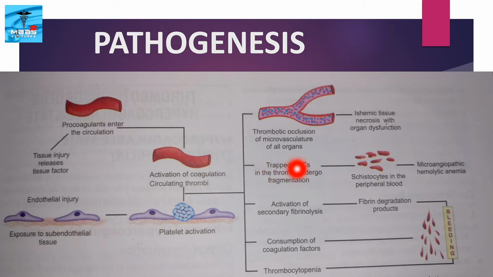Then, trapped RBCs in the thrombi undergo fragmentation. These RBCs appear as schistocytes in the blood smear, but frank hemolytic anemia is unusual in DIC. So we get microangiopathic hemolytic anemia. Then, activation of secondary fibrinolysis leads to fibrin degradation products, which are a cause of bleeding. Also, consumption of the coagulation factors and thrombocytopenia occur as a consequence of DIC, which leads to bleeding.